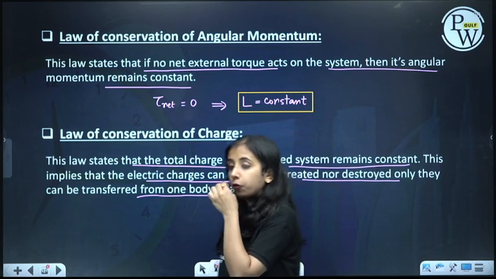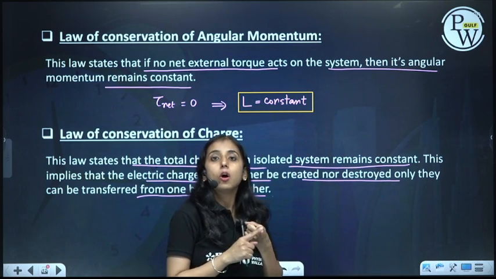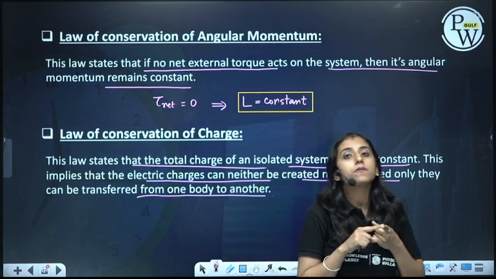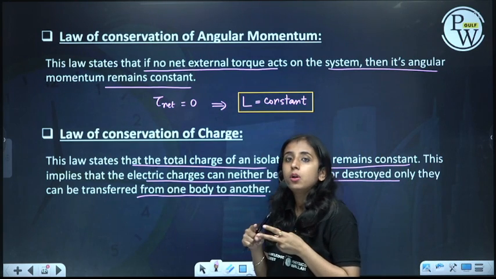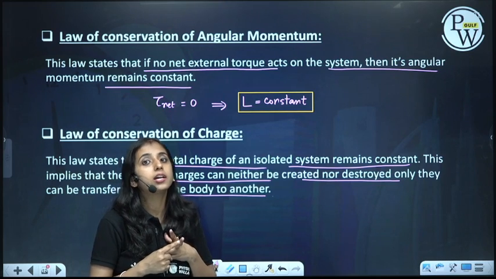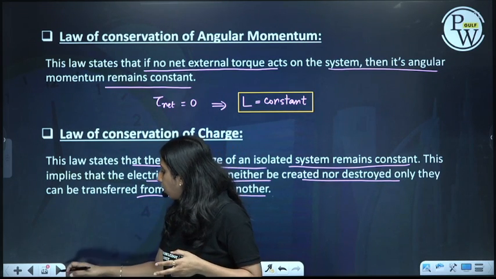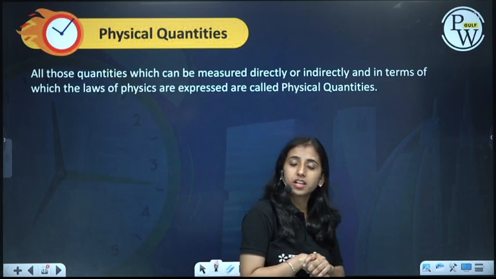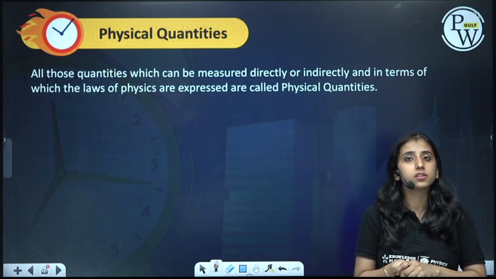So these are the four laws of conservation: law of conservation of energy, law of conservation of linear momentum, law of conservation of angular momentum, and law of conservation of electric charge. So this is all about fundamental forces and laws of conservation.